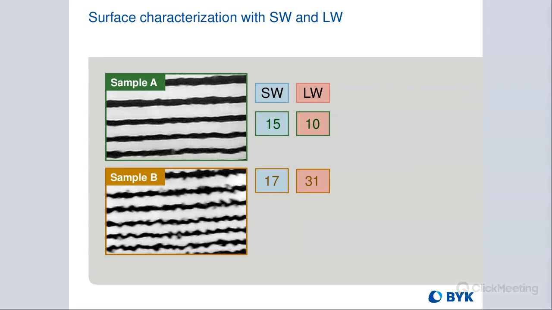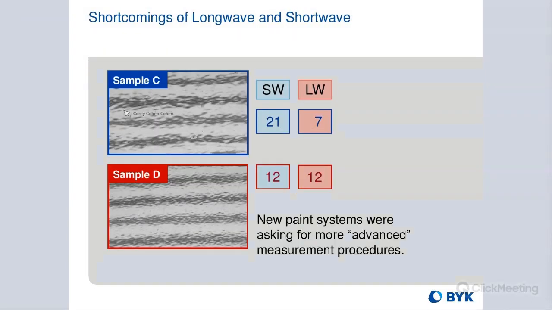And so here we can see an example of a couple surfaces. I'm glad these were able to render correctly, and the shortwave and long wave measurements for each. We can see with sample A, this would be considered a fairly smooth looking surface, and we have relatively low shortwave and long wave structure measurements. And then we have sample B, which is a much worse looking surface.